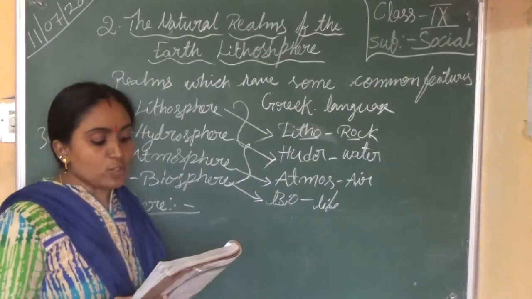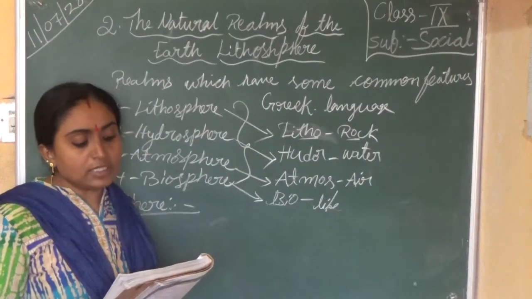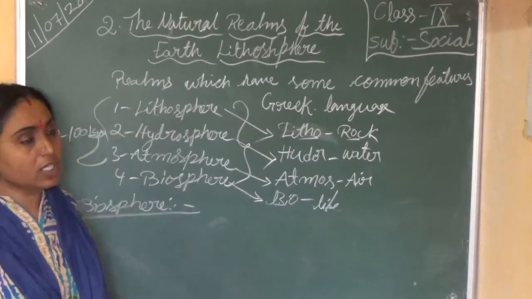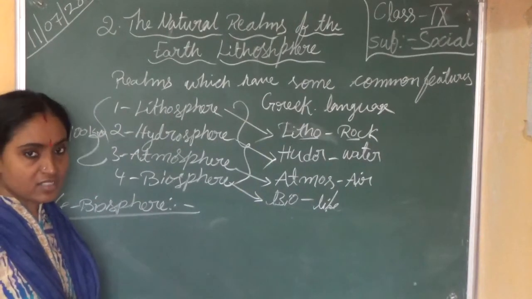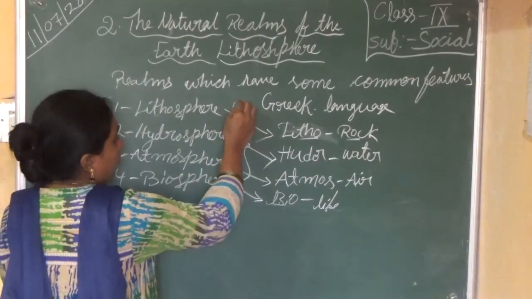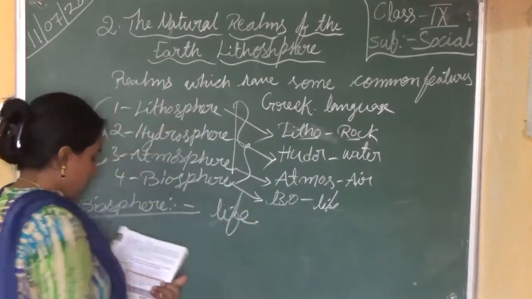Okay, as you may have noted above, life needs the presence of all three realms: land, water and air. If life is the main thing, we need all these three. Life.